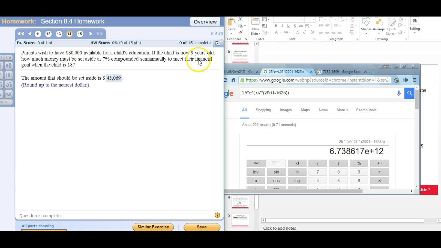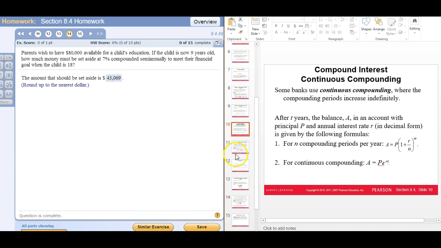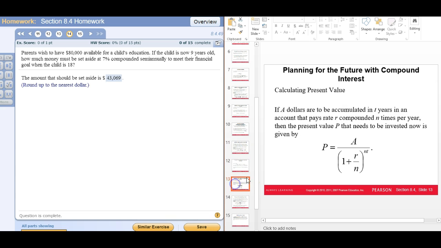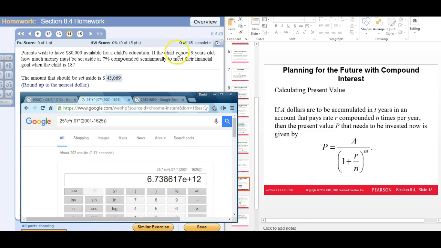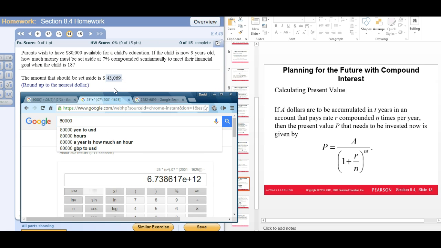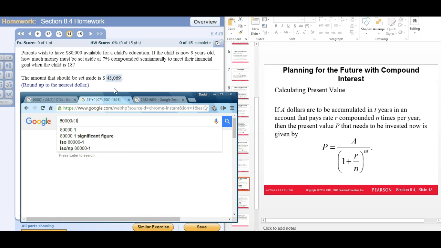Alright, same thing as before. We had the future value formula. This was this guy? No, this guy. And we want 80,000 in 9 years. So we take the amount we want, the 80,000. We divide by parentheses, 1 plus R, where R is 7%, so 0.07. N is semi-annually, so N is 2. Then raised to the parentheses, N times T, so N is 2 times T is 9.